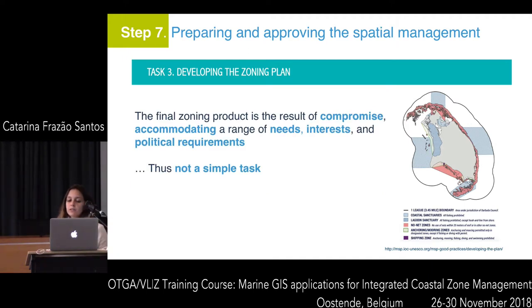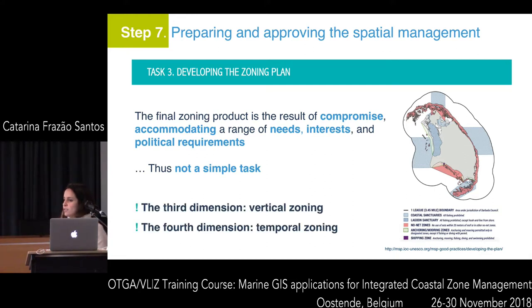Defining the zoning, the final zoning plan, will be the result of a lot of compromise, a lot of accommodating a range of needs, interests, and political requirements. So it will not be a simple task, because some people think that if this is just a tool, it's something simple, but it's not. It's a way to visualize all the decisions that were made before. And to add to such complexity, in some cases, people are trying to include the third dimension, so to make not only zoning on the surface, but having vertical zoning, the water column, into MSP, and even temporal zoning as the fourth dimension. So this complicates more what's already complicated.